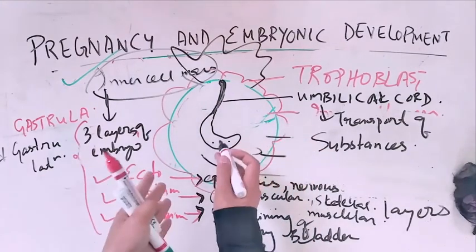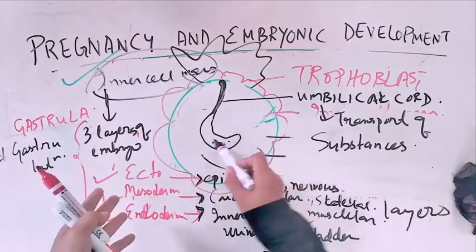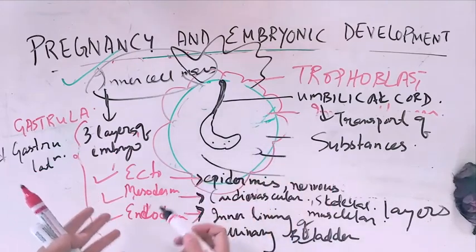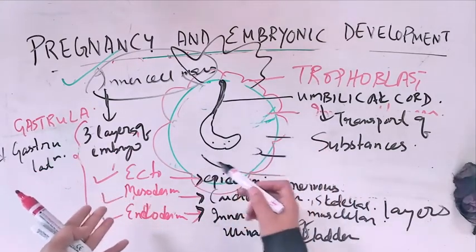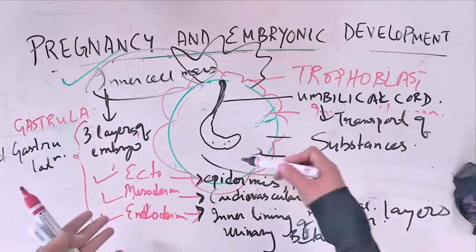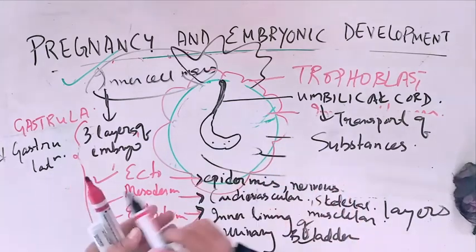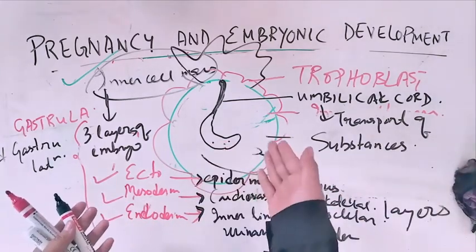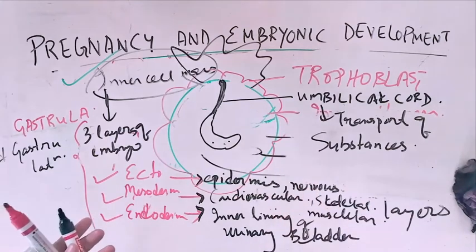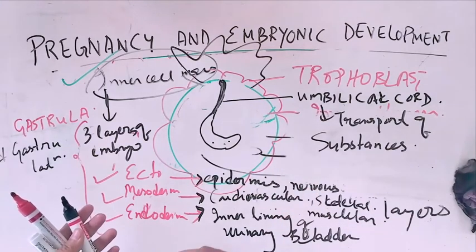This embryo will form simultaneously. The ectoderm will form the epidermis of the skin and nervous system. Mesoderm will form the cardiovascular system, the heart, and the skeleton. Endoderm will form the inner lining of all the body organs. And then after 3 weeks, 4 weeks, 5 weeks, 7 weeks, 21 weeks, and then 3 months, 4 months, 9 months.